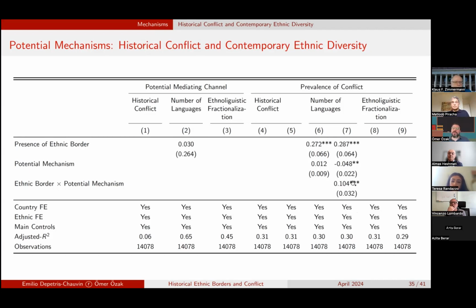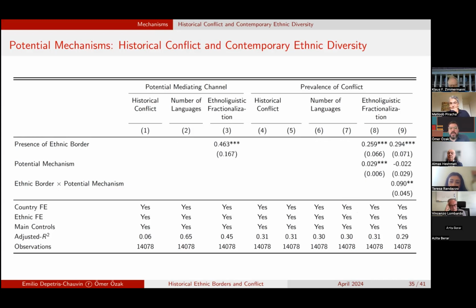But for borders, or cells, where you have more languages and a historical ethnic border, the effect of the historical ethnic border increases, right? So in a sense, it potentiates the effect of the border.